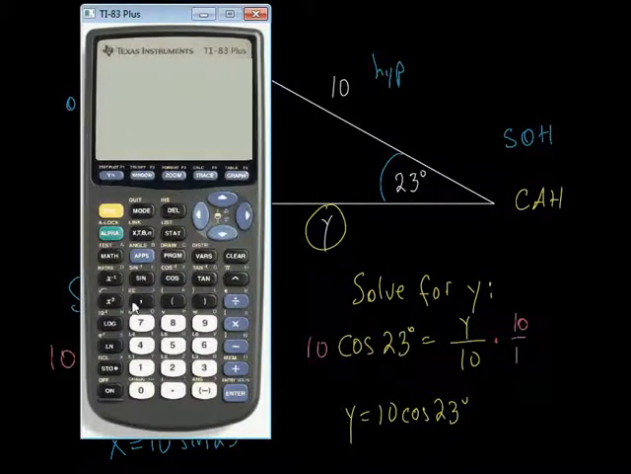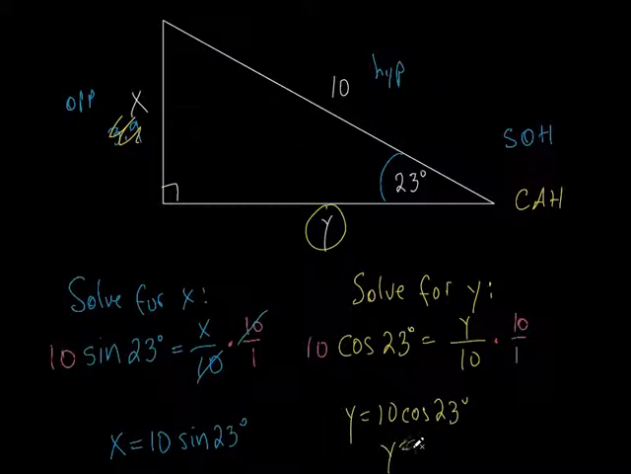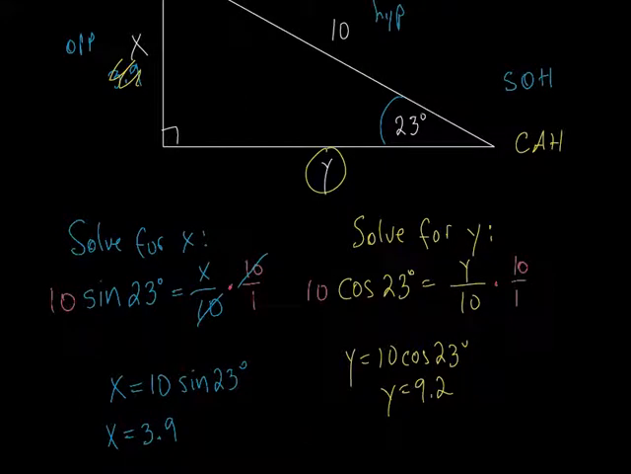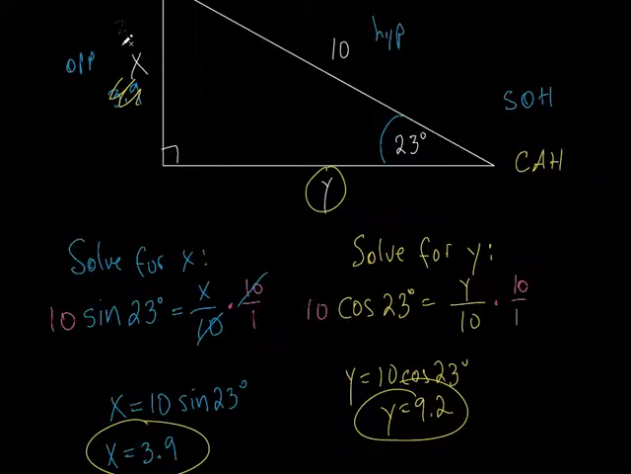So let's see what we get. We get 10 instead of the sine of 23. Now it's the cosine of 23. Put that in there, 9.2. So y is approximately, it's not exactly, but it's approximately 9.2. And there you go. So you've got all the sides of that triangle now. You've got that side, you've got that side. Look, do those numbers make sense? We said this was 3.9. Well, if this is 23 degrees, what's this angle up here going to be?